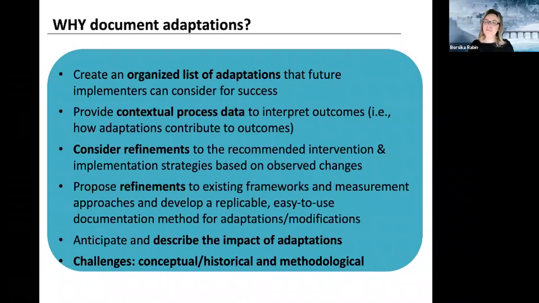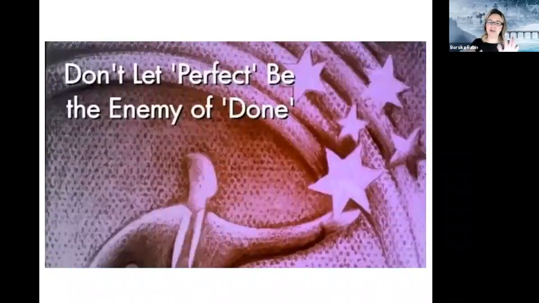And then the other one is more methodological. And this is just for us to remember that I will show you a model in a moment that is a beautiful state-of-the-art comprehensive way of thinking of adaptations documentation, but it might be overwhelming.